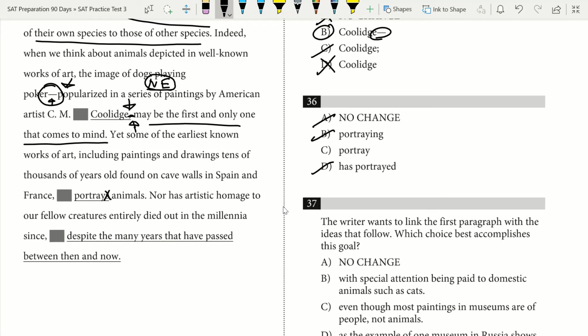Well, here's the thing, right? As I just said, we want to ignore things that are non-essential, right? This right here, "including paintings and drawings tens of thousands of years old found on cave walls in Spain and France," is non-essential, as indicated by these commas right here. Okay, I could take all of that out and my sentence still makes sense. And since this right here, this question about "portray," it's asking about tense, right? Whether or not we're in present, past, or future tense.